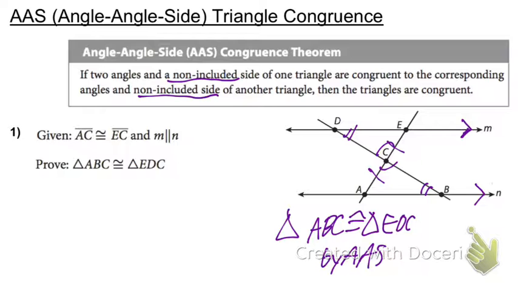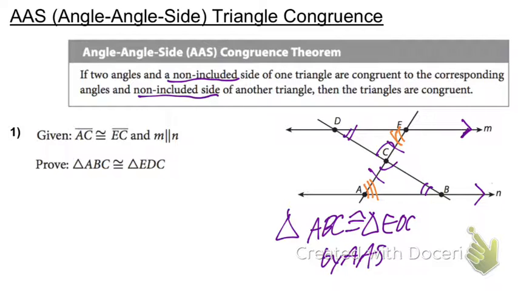Now, could we also say, well, these are alternate interior angles over here then, angles DEC and angles CAB? You totally could say those are alternate interior angles, using the other transversal as well. And now you could use angle, side, angle if you want.